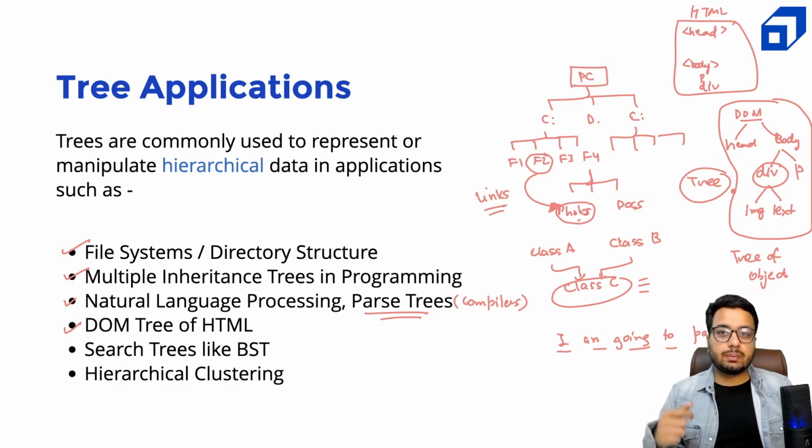For example, you scroll your web page and a new item is added from the bottom. Maybe it is adding something in the list. So your tree is getting modified.